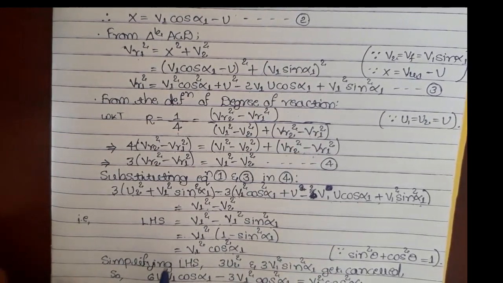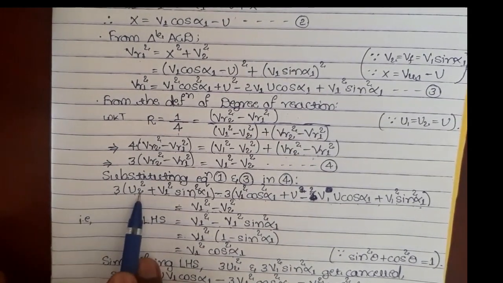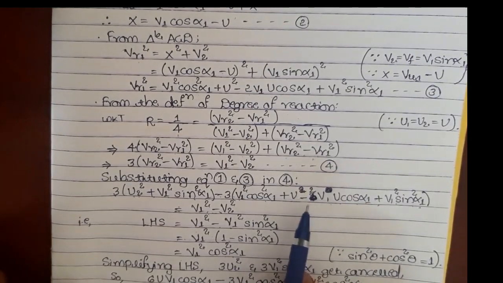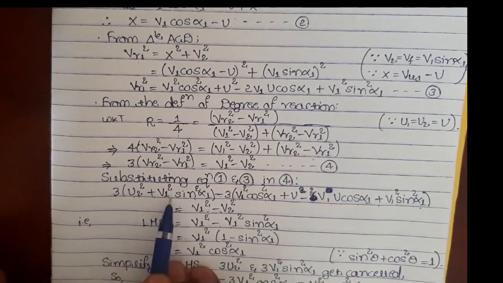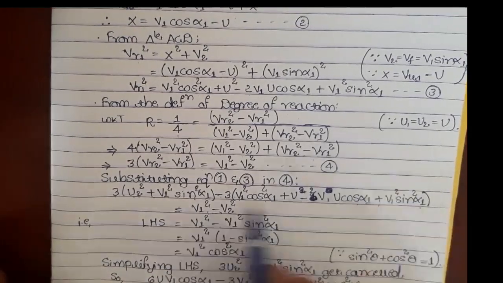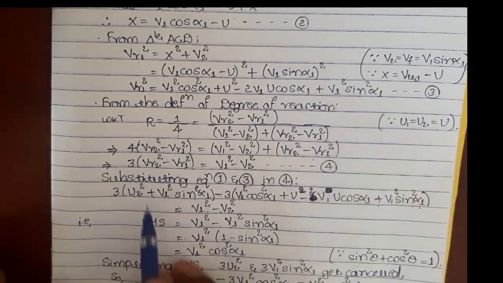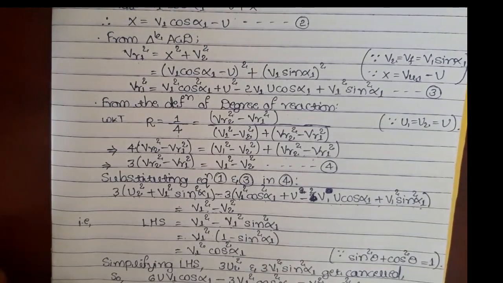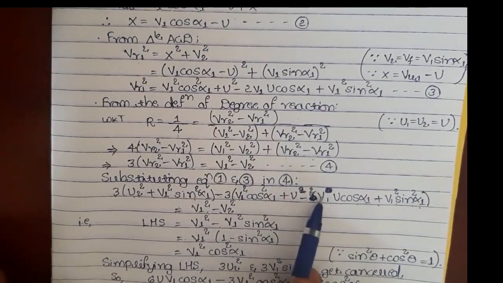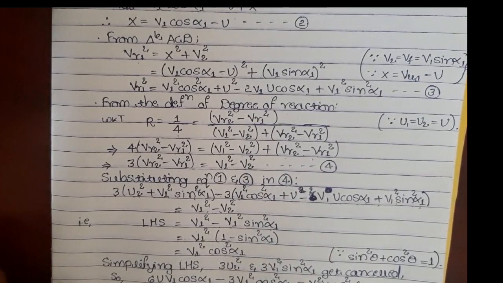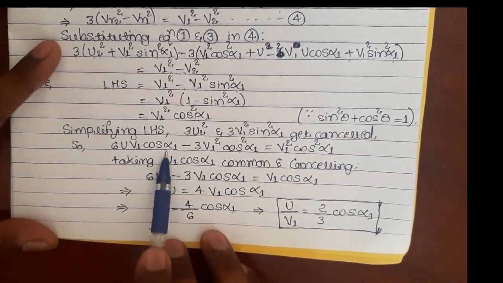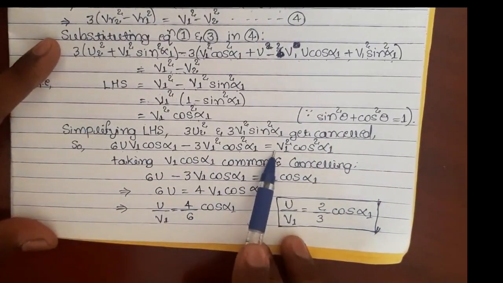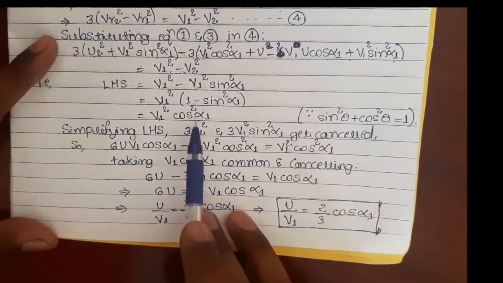Now coming to the LHS, if you multiply here, this becomes 3U square. So here also it is 3U square, right? But it is minus 3U square, plus 3U square minus 3U square cancelled, and then it is 3V1 square sin square alpha 1. Here also it is minus 3V1 square sin square alpha 1. Both terms get cancelled. So what remains is 6U into V1 cos alpha 1 minus 3 into V1 square cos square alpha 1, right? Isn't it? 6U V1 cos alpha 1 minus 3V1 square cos square alpha 1 should be equal to V1 square cos square alpha 1, which is the RHS.